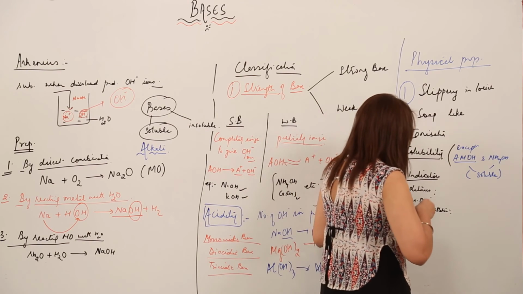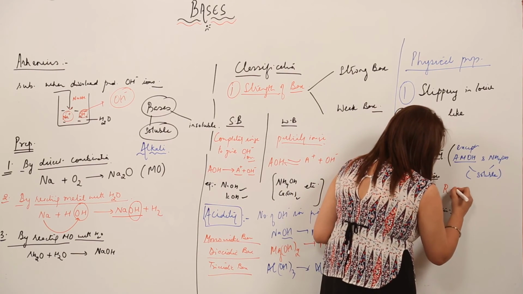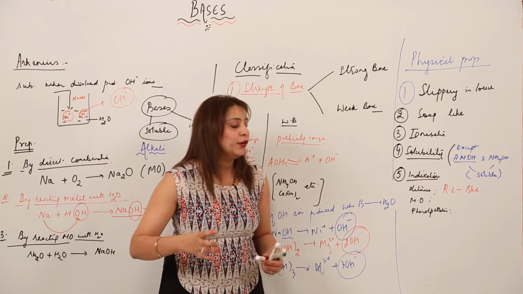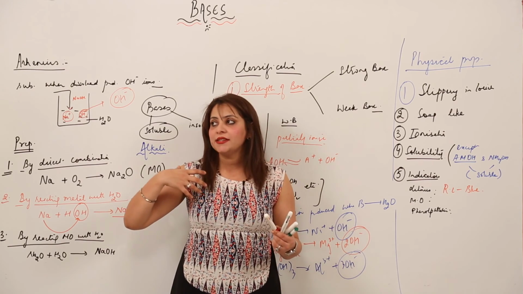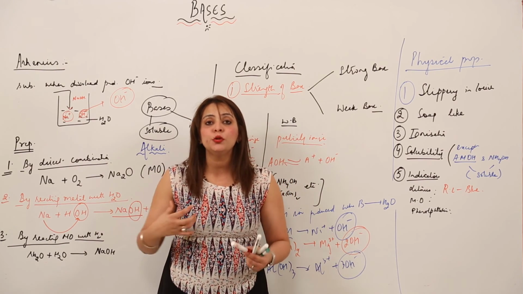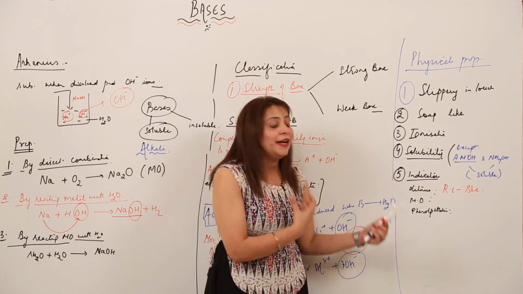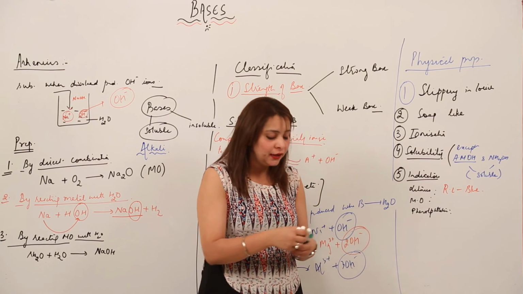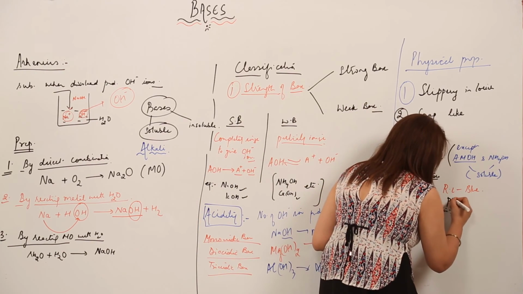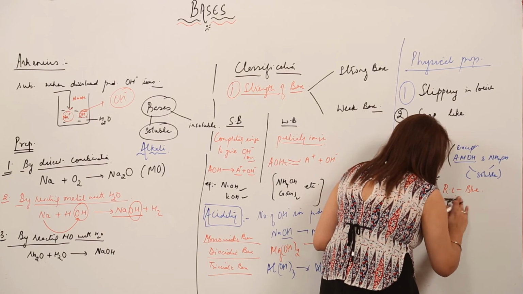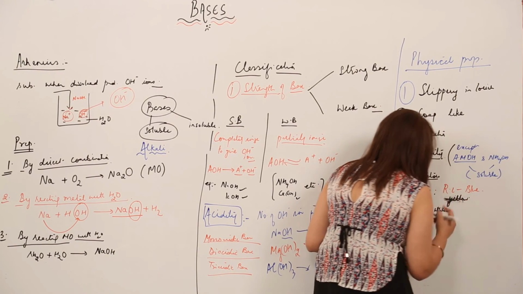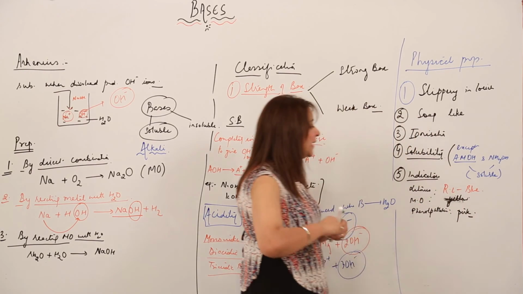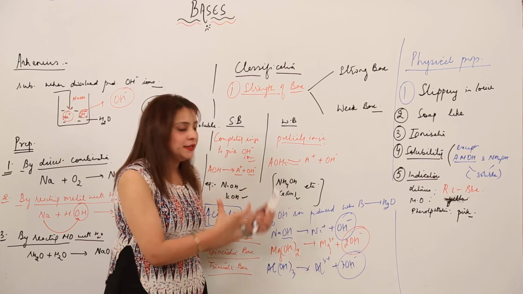The bases turn red litmus blue. When we were talking about acids, they were changing the color of blue litmus to red, but in case of bases they change red litmus to blue. Methyl orange, which is originally orange in color, changes to yellow. And phenolphthalein changes to pink. So, this is the effect of bases on the indicators.